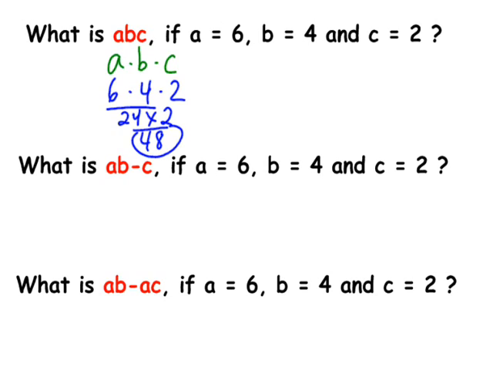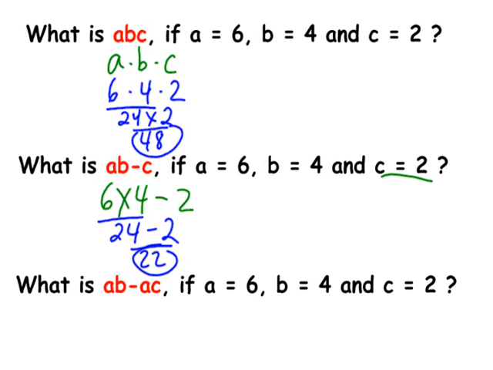In our next example, AB minus C, let's evaluate that if A is 6, B is 4, and C is 2. Remember, plug and chug. Real easy. So we're going to do A is 6 times B is 4 minus C is 2. Remember our order of operations. We want to do our multiplication first. That's 24 minus 2. So this example would be 22.